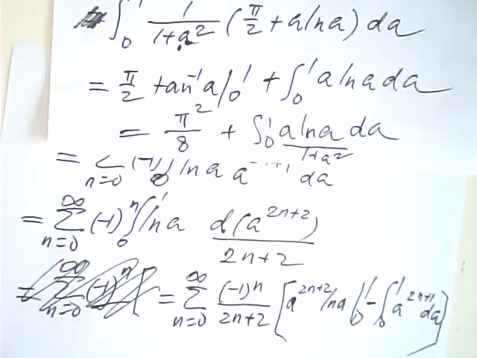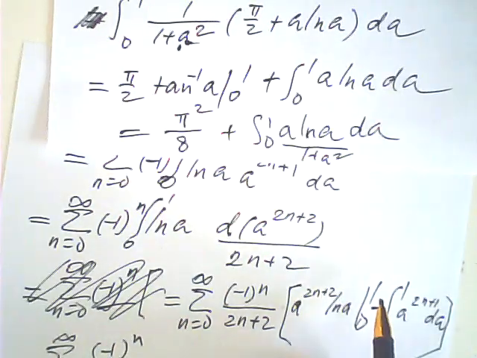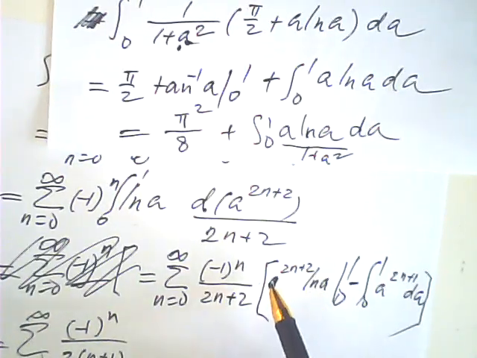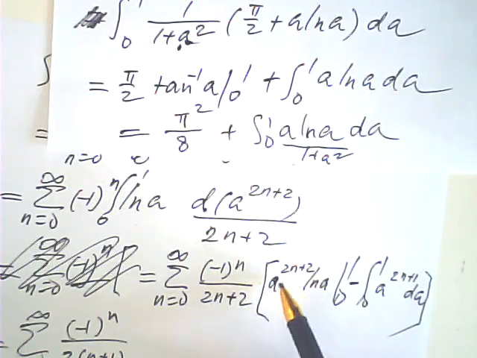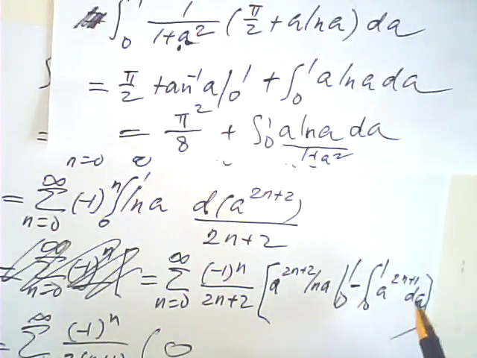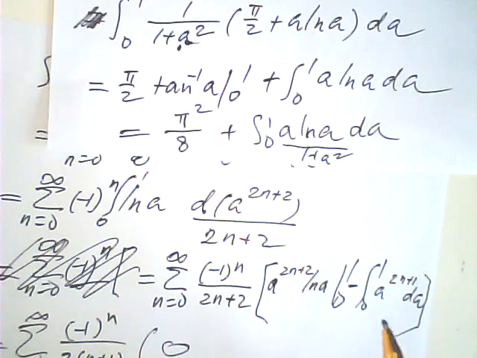Then sigma, n from 0, this could be written as this, right? Negative 1 to the power n. This one, when a equals 1, no problem, equals 0. When a equals 0, this is negative infinity times 0, so this goes to 0 faster than this goes to infinity. Or use L'Hopital's rule. This is 0. And this integral is 1 over 2n plus 2, right?